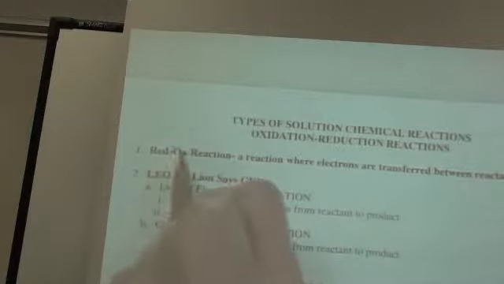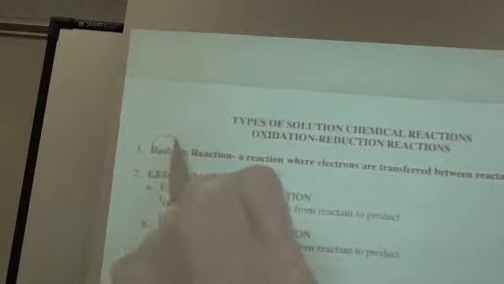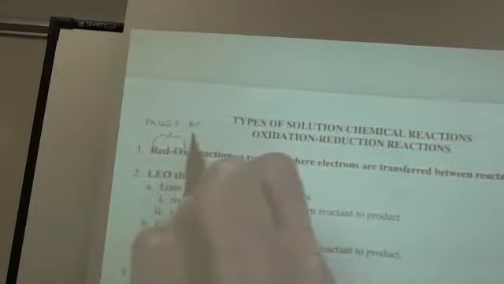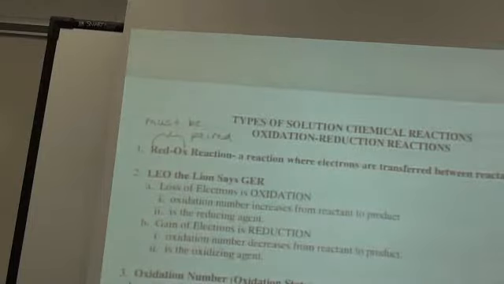Now, another thing that you need to know is reduction and oxidation must occur in pairs. So it must be paired. You can't have a reduction without an oxidation, because if you lose some electrons, somebody must find them.